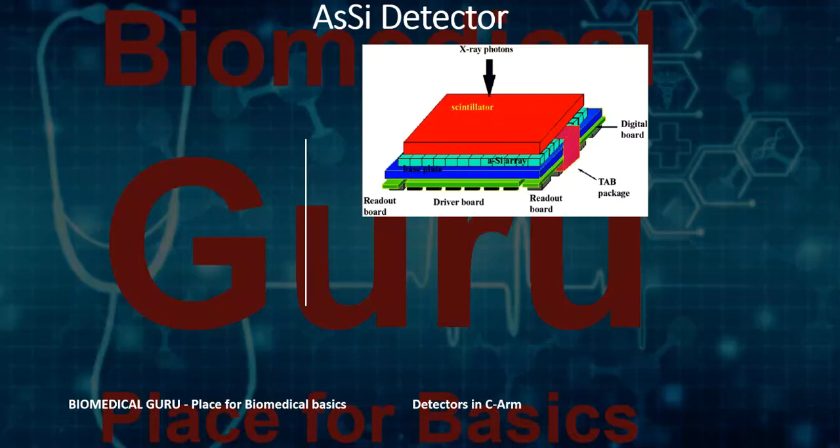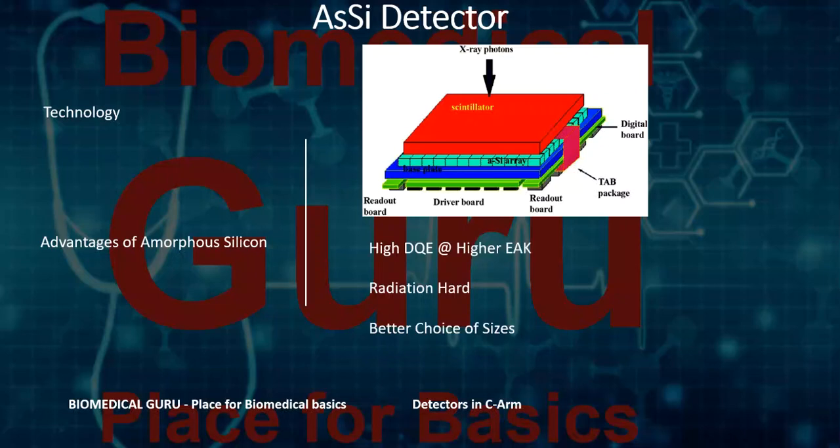And let's just see what an amorphous silicon detector is made up of. As I mentioned, the principle of amorphous silicon is there will be a scintillator. The scintillator will convert X-rays into photons. The amorphous silicon array will convert the photons into an electric signal, and the electronic signal is converted to the image in the computer. So we'll just understand what are the advantages of the amorphous silicon detector.